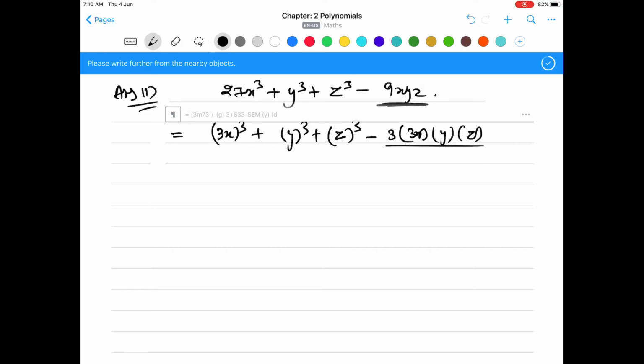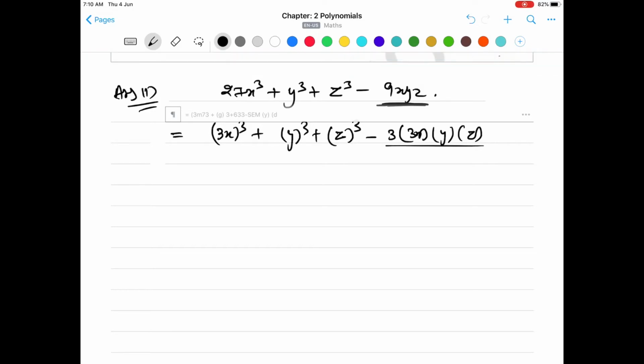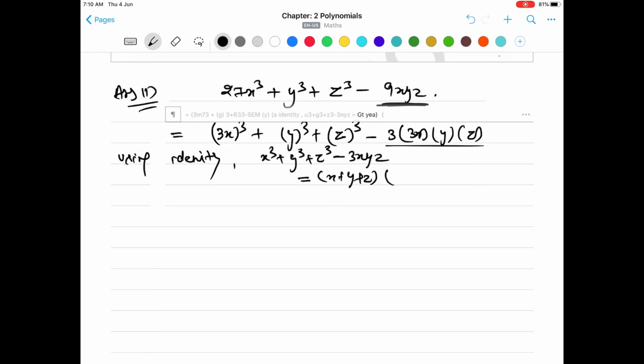Now you can see this in the form of identity number 8. Okay, this is in the form of identity number 8. That is, using the identity: x cube plus y cube plus z cube minus 3xyz is equal to x plus y plus z into x square plus y square plus z square minus xy minus yz minus zx. So write that.